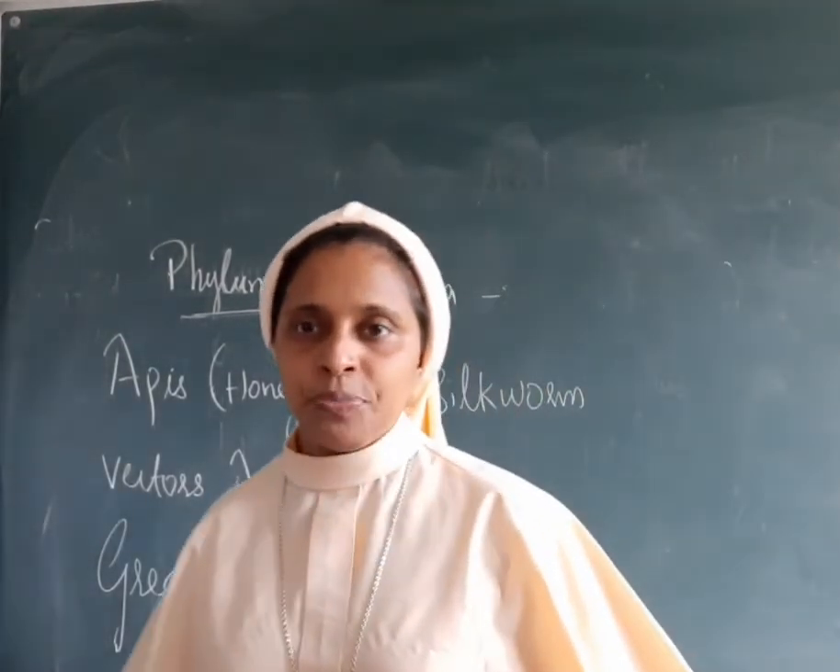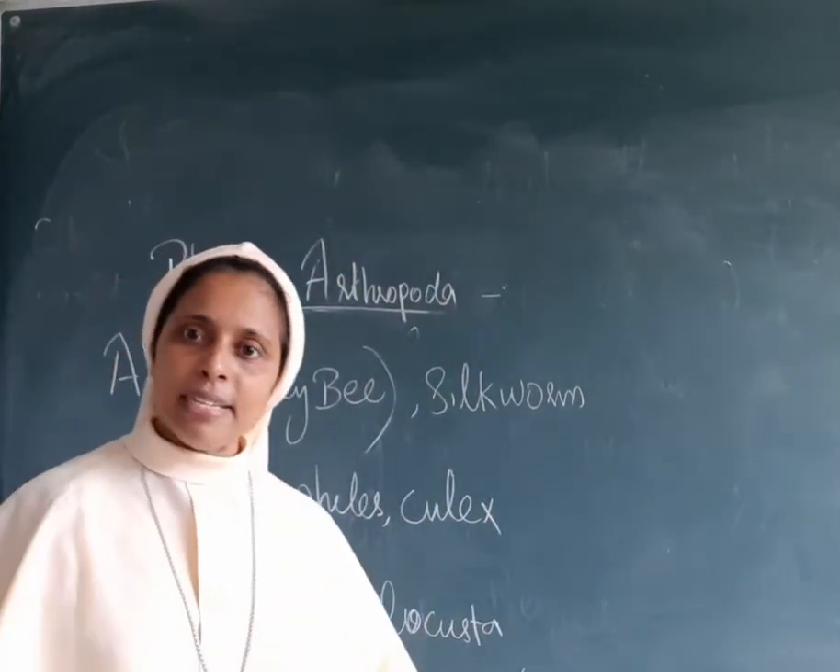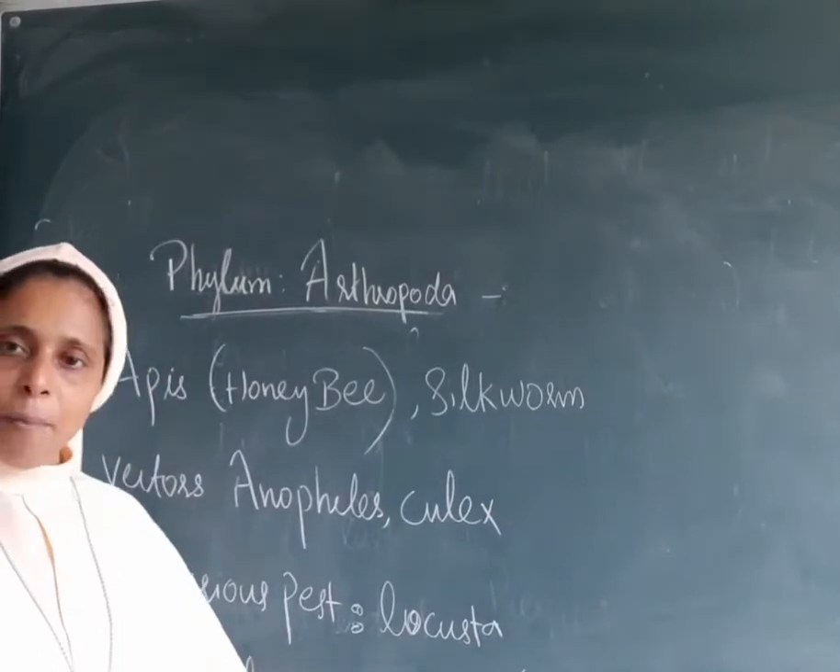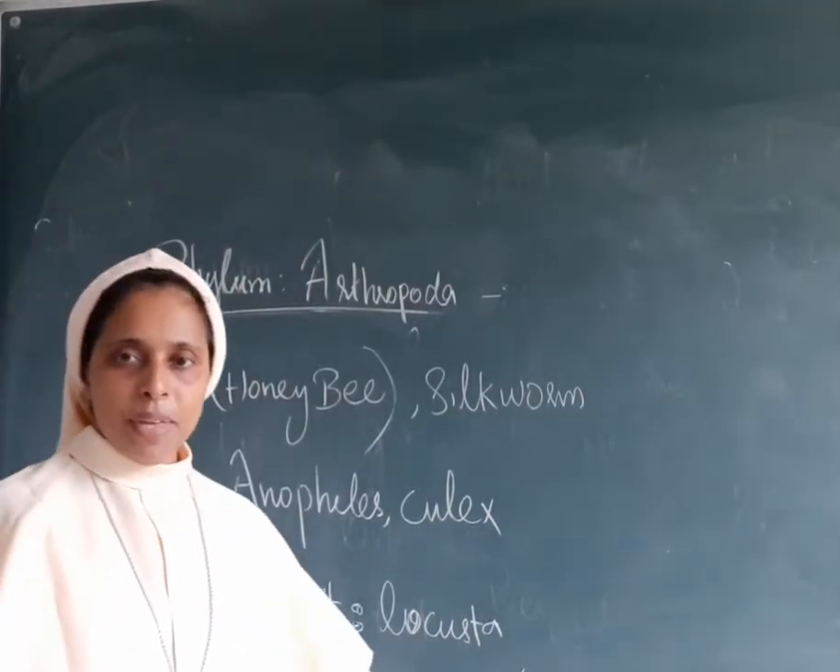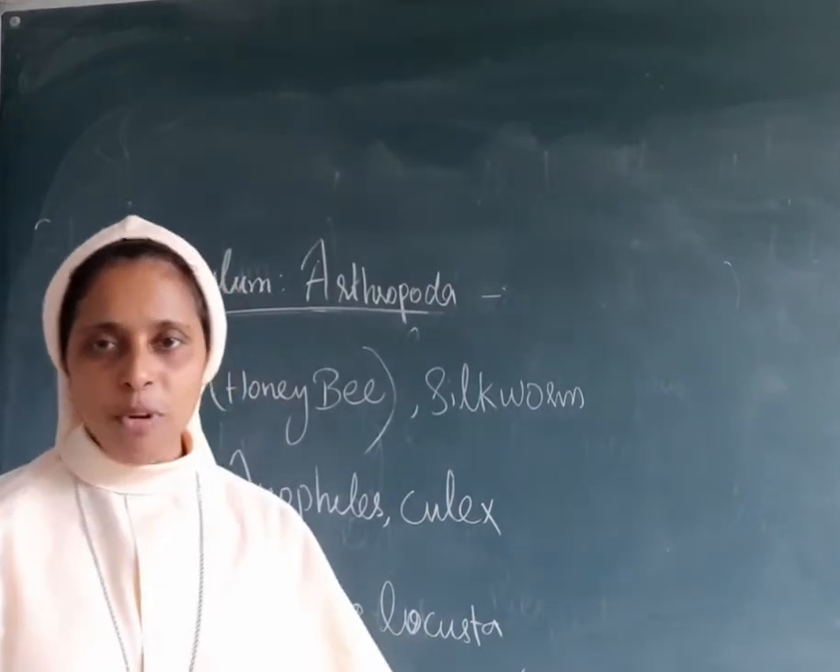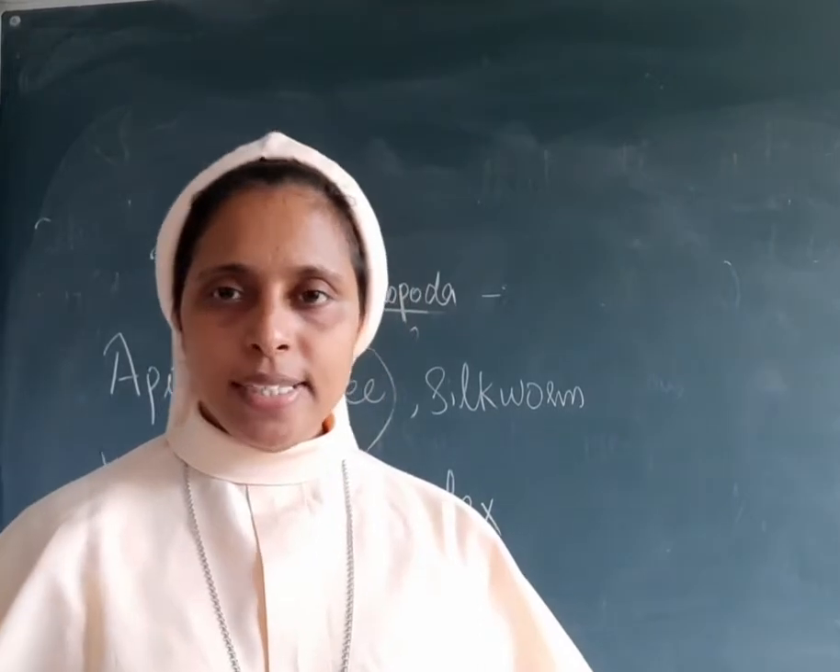Locust, we know that during the cultivation of rice, wheat and all, the locust will come and eat all the grains, and they act as a pest. And the living fossil is the king crab, otherwise called Limulus. So hope the phylum Arthropoda is clear to you all.